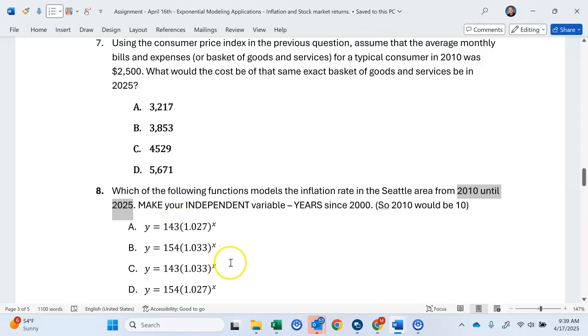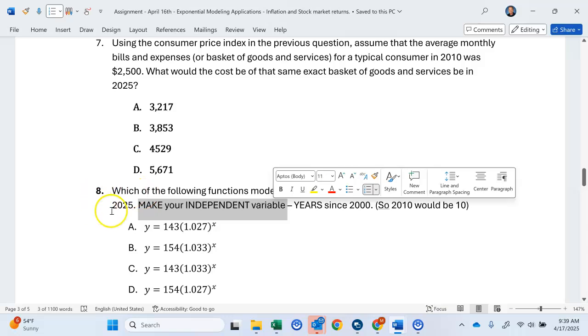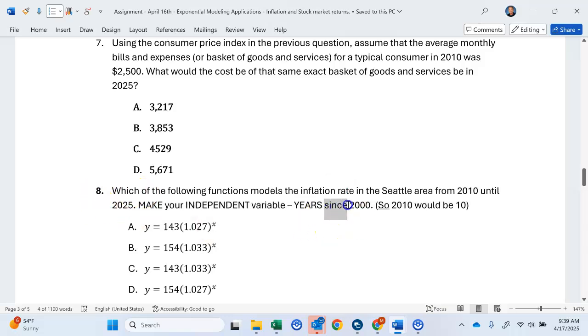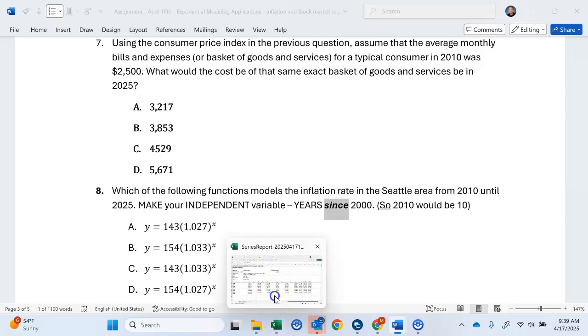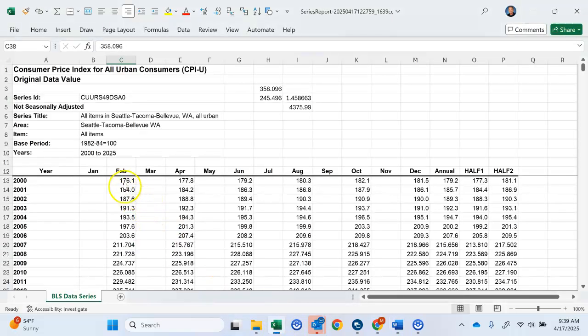Now what we're going to do, and this is the important part, please make sure you understand this. We're going to make the independent variable not years like 2010 or 2011. We're going to make it the years since 2020, okay? Since. So like, for example, 2010 would be 10. So if we go back over here, you're going to need to make an adjustment. You go to the data over here, it's got the year 2000. So that would be 0. And then this one over here would be 1, right?